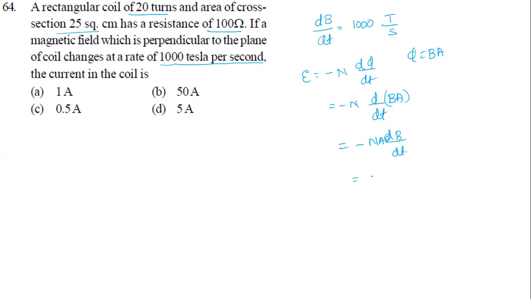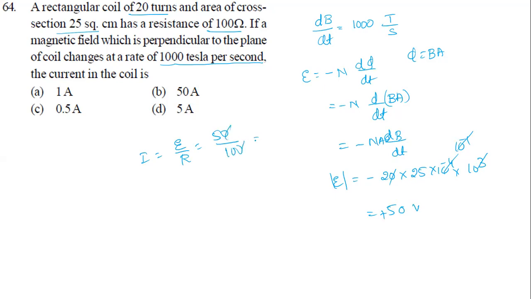Insert the values, and you're going to get EMF. N is 20, area is 25 into 10 power minus 4, and dB by dt is 10 power 3. It is going to cancel with 10 power minus 1. It will be minus 50 volt. Let's take the magnitude of EMF. Then current equals EMF by resistance. EMF is 50, resistance is given as 100. So it will be 0.5.